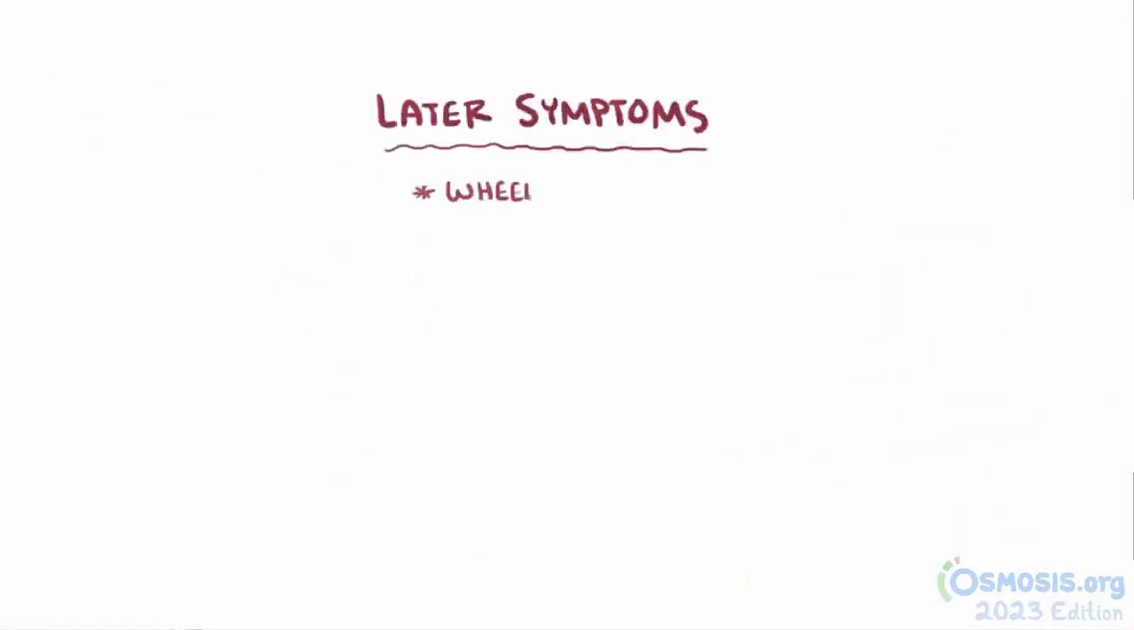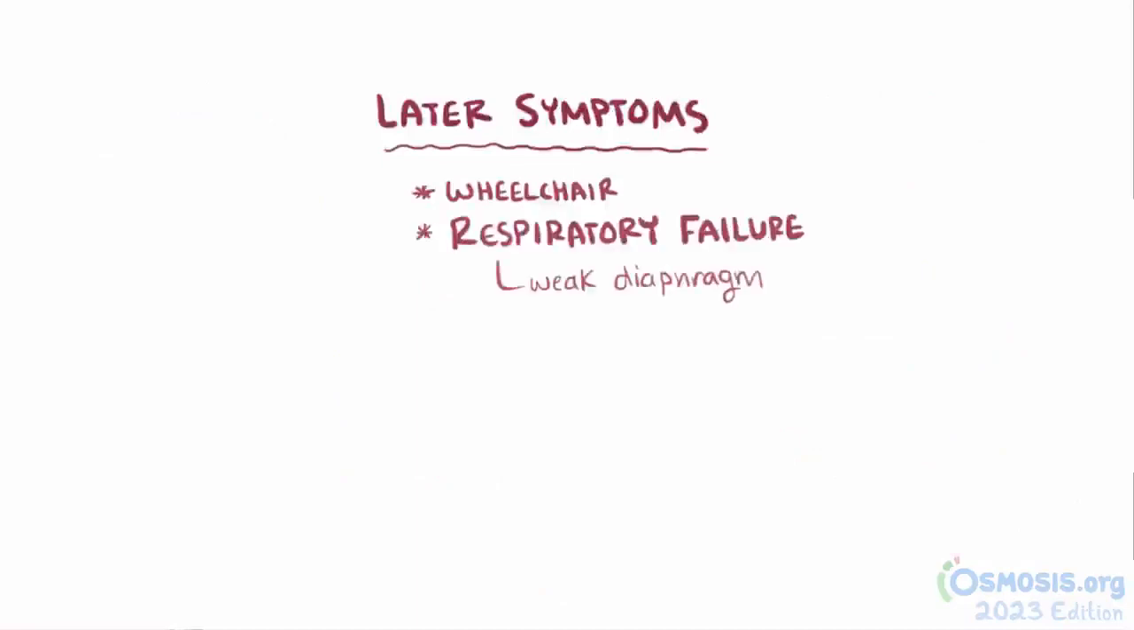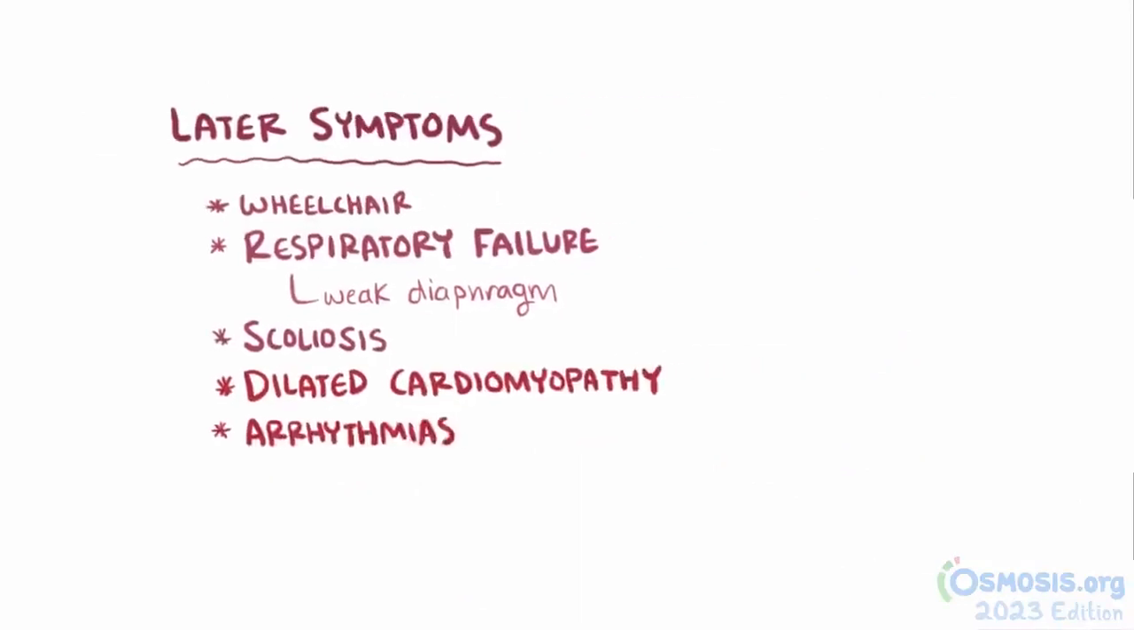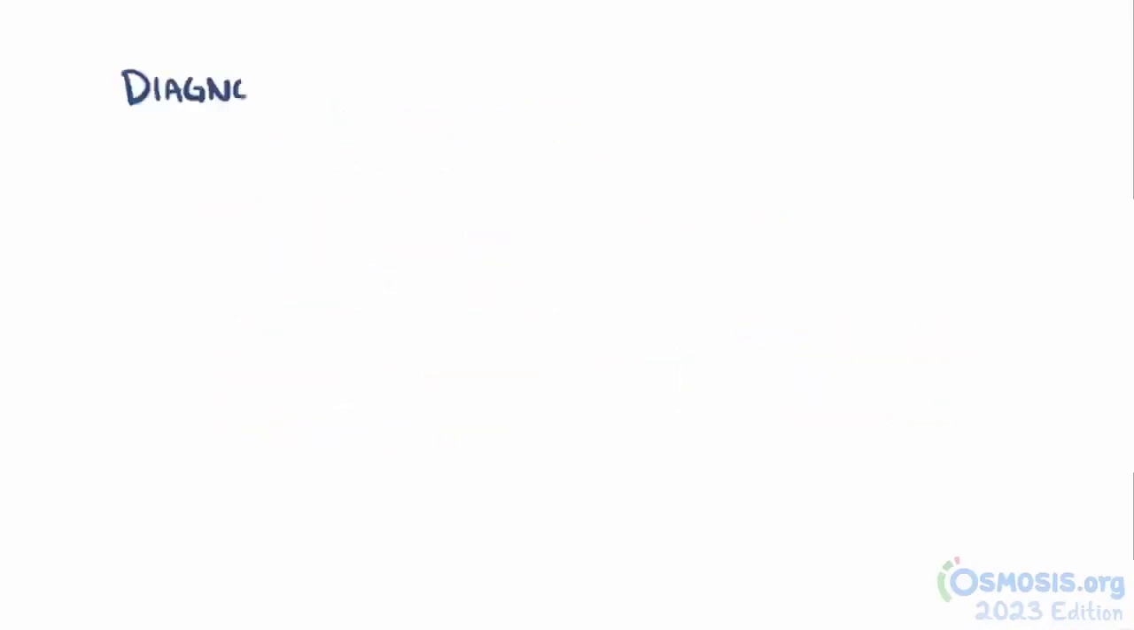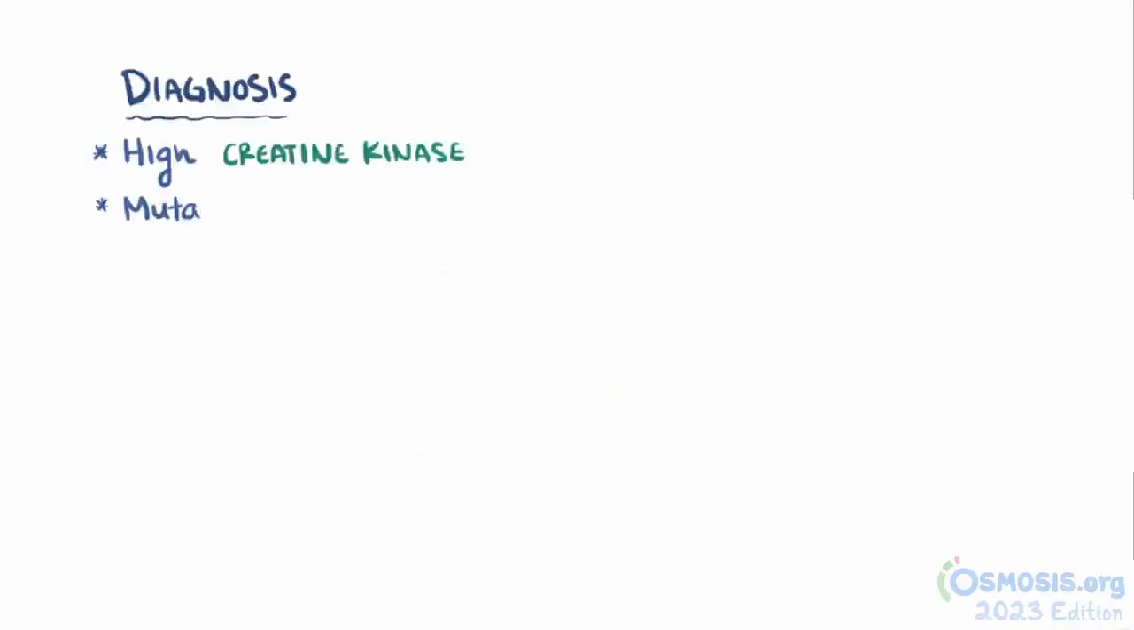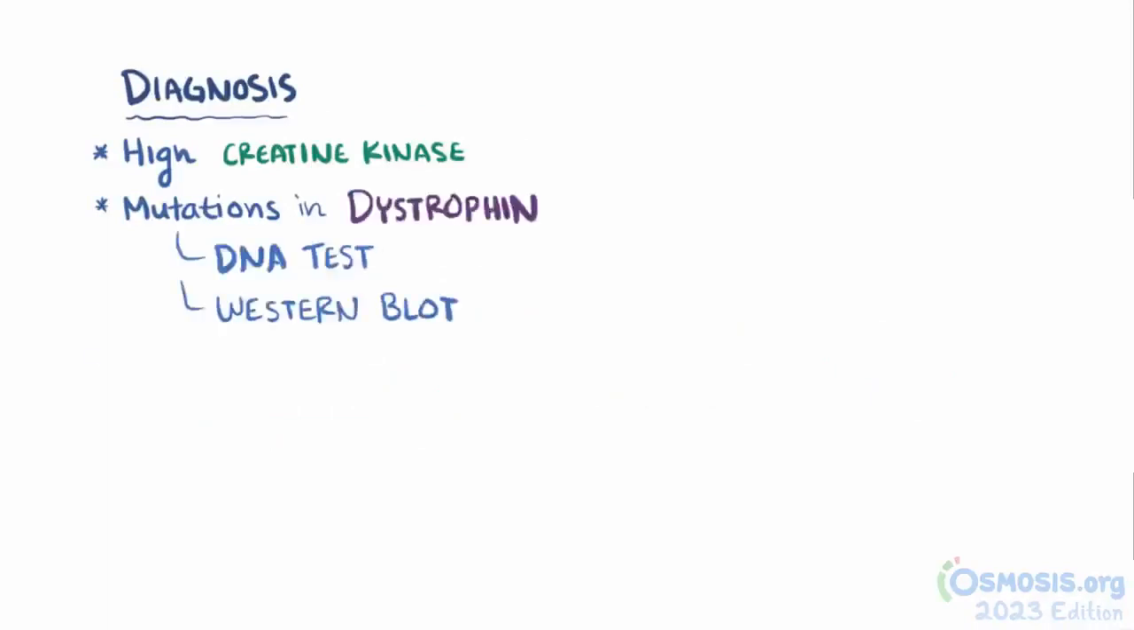Later symptoms include needing a wheelchair because of severe weakness, developing respiratory failure because of a weak diaphragm, scoliosis, and developing dilated cardiomyopathy and arrhythmias, since the dystrophin protein is also expressed in heart muscle. Unfortunately, these complications often lead to a shortened lifespan. For diagnosis, people with Duchenne or Becker muscular dystrophy often have a high creatine kinase level, and the diagnosis can be confirmed by looking for mutations in dystrophin by either DNA tests or Western blot, as well as having a muscle biopsy with staining for dystrophin.